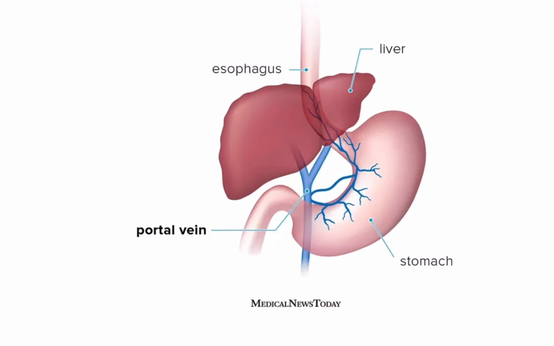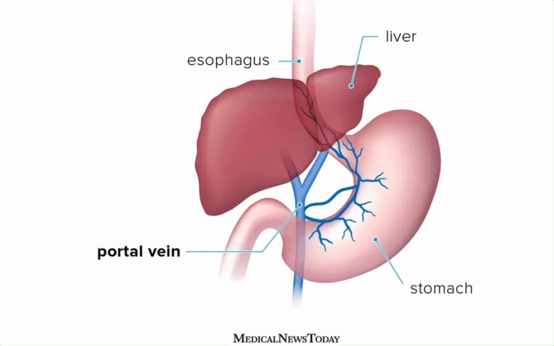The hepatic portal vein bifurcates into the left and right hepatic portal veins and supplies nutrient-rich blood to be filtered through the liver, and then that blood is returned to the heart via the inferior vena cava, which is not pictured in this diagram, but would run alongside the esophagus to the right of it.